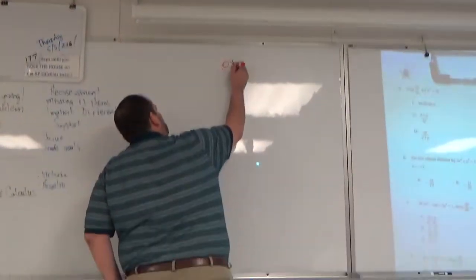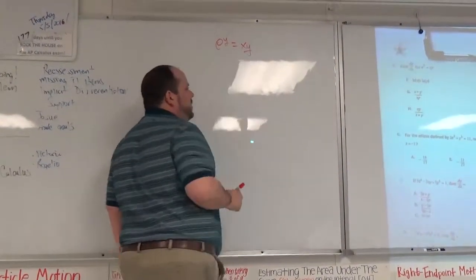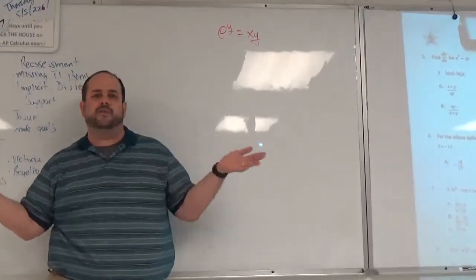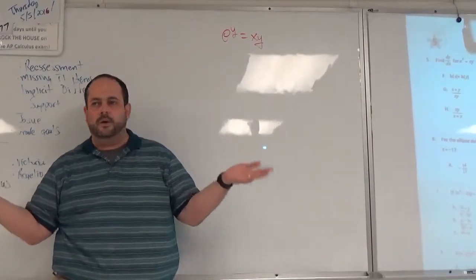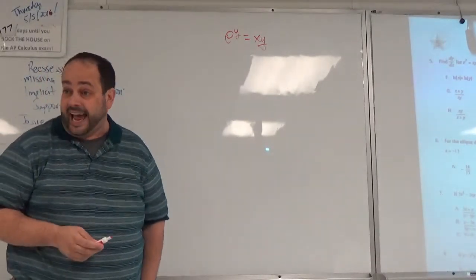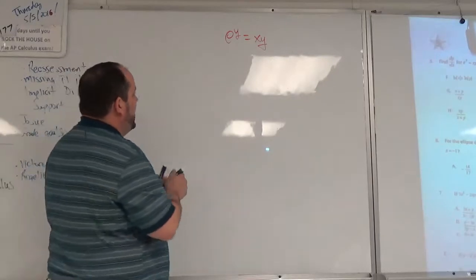So I've got e to the y is equal to xy, and I want to find the derivative. What are we going to do? From any of the folks that are with me, what are we going to do? What are you going to do, Jose? You're going to find the derivative on both sides. So what's the derivative on the left?